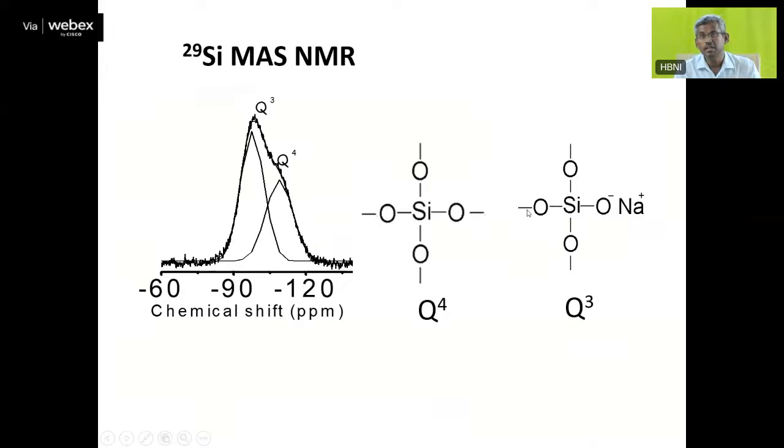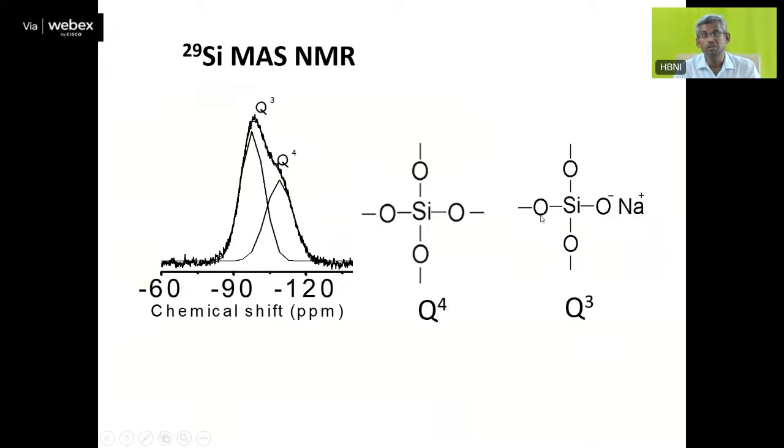Here there are only 3 bridging oxygen atoms, and there is an oxygen atom which has a negative charge, which is neutralized by the sodium ion. This is in all our glass, as we have the sodium content of sodium borosilicate. The sodium ion neutralizes the negative charge, and this is a Q3 structural unit. We have Q2, in which only 2 bridging oxygens are there. We have Q1, which has only 1 bridging oxygen atom, and we have Q0.